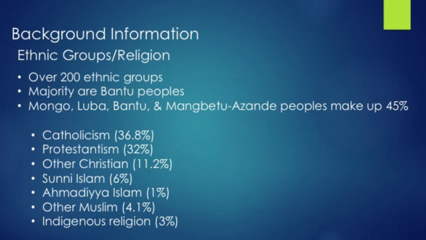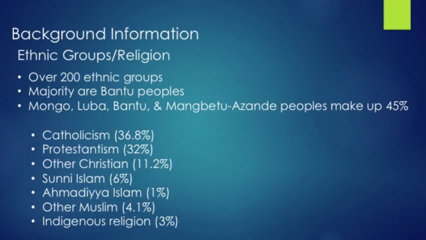Now to dive into some information in regards to ethnic groups and religion. There are over 200 ethnic groups in DR Congo. The majority are Bantu peoples. Some other ethnicities include Mongo, Luba, Bantu, and Mangbetu Azande, and these people make up about 45% of the population.